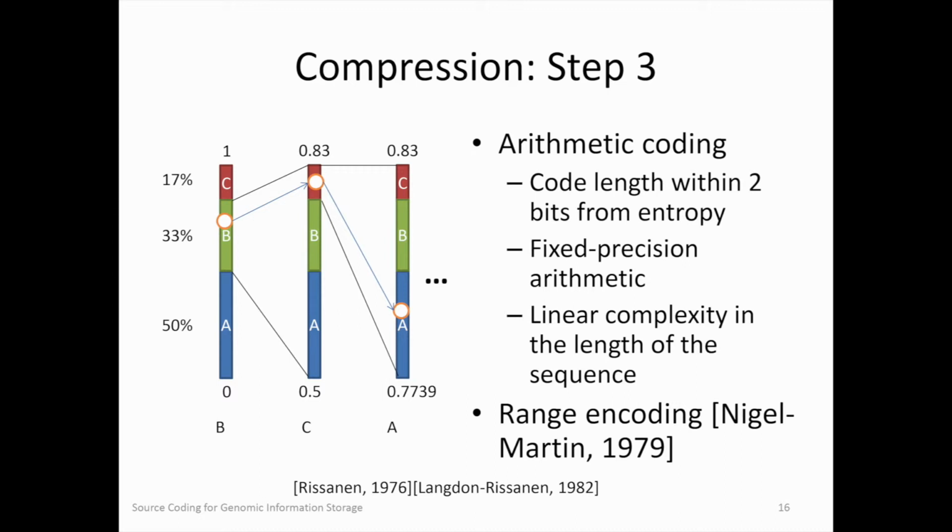Arithmetic coding is proved to be only 2 bits away from entropy, which is the lower bound of code length. In practice, we can implement it with a fixed precision algorithm, and as we said, it has only linear complexity. A variant of arithmetic code is range encoding, which operates on a byte basis instead of a bit basis, so it is faster in time.